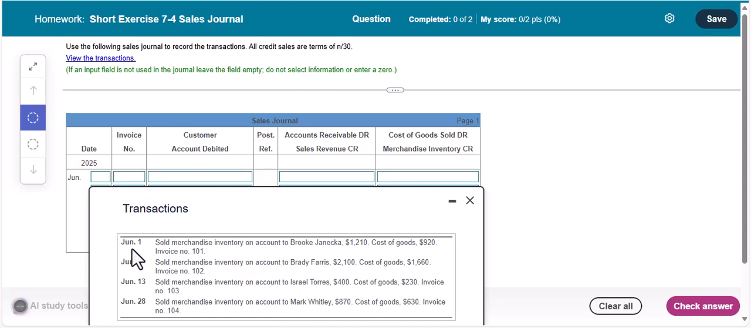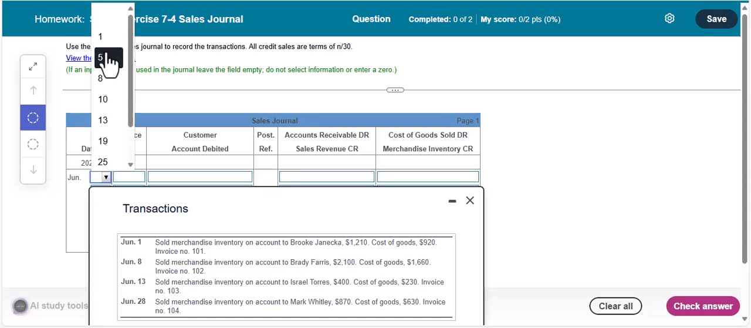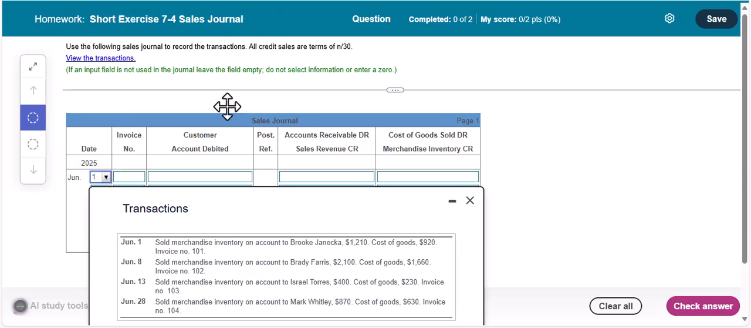So all of these do belong in the sales journal. So for our first transaction, we have June 1st. We'll select that. And then invoice number is given to us here. Sold merchandise inventory on account to Brooke Janica for $12.10, cost of goods $9.20, invoice number 101. So the invoice number is at the end. And who did we sell it to? Brooke Janica.